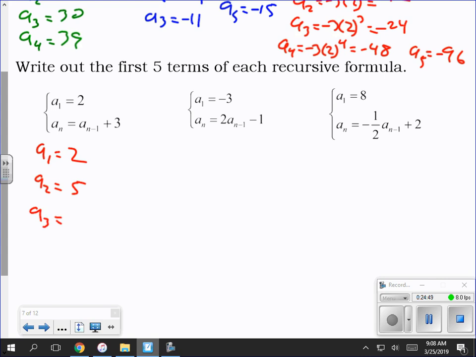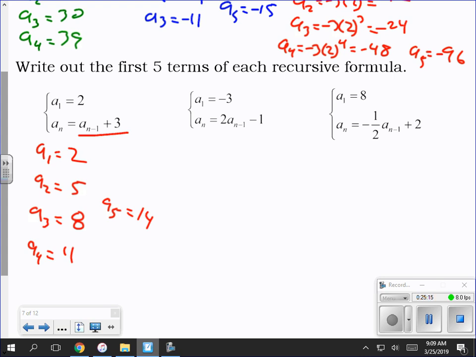I want to find the next term. This tells me I add 3. So I get 8. A sub 4, I add 3, I get 11. A sub 5, I add 3 to that to get 14. My formula says I take the previous number and I add 3 each time. I know my first number and I add 3 each time to get the next number, the next number, the next number, the next number.